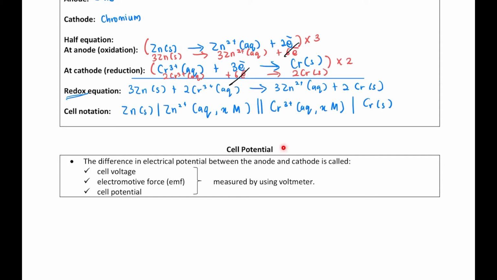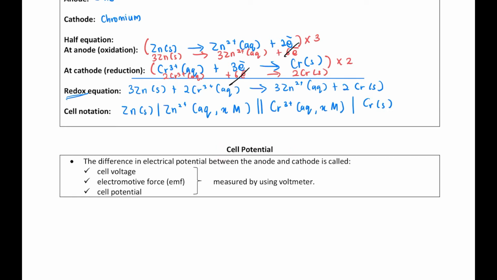Okay, so what is cell potential? Cell potential is the difference in electrical potential between the anode and the cathode is called cell potential lah. Okay, so maksudnya perbezaan antara E0 anode dan E0 cathode itulah cell potential.